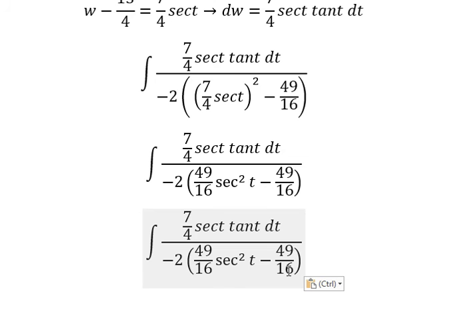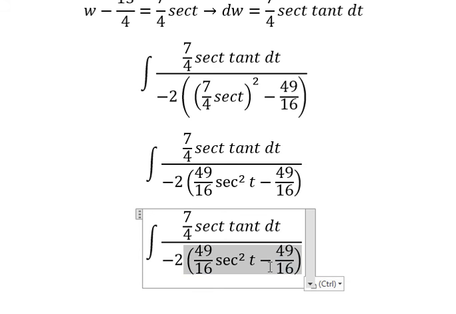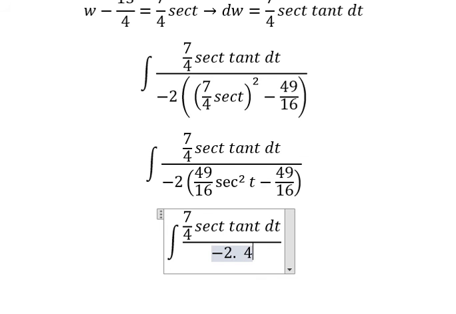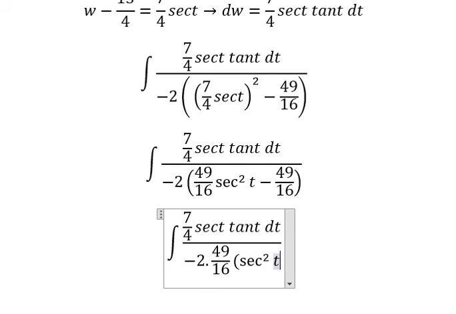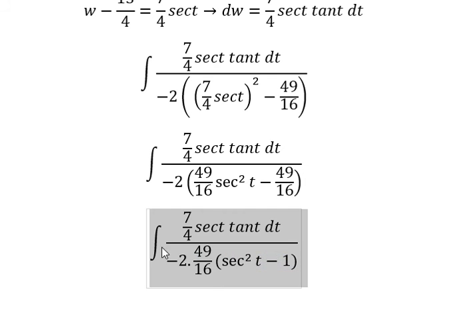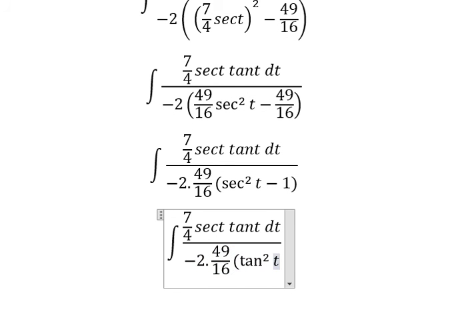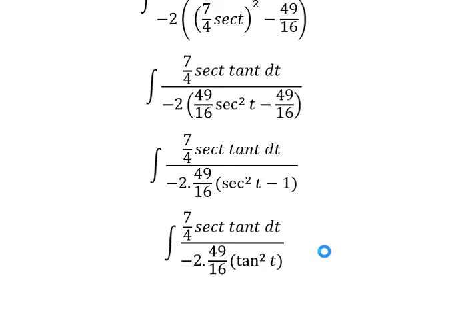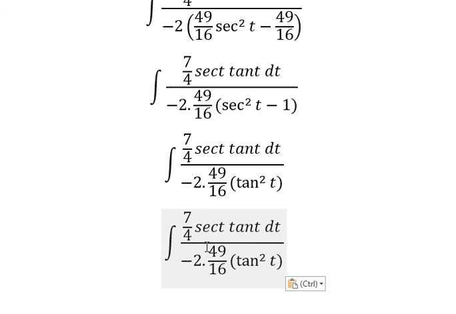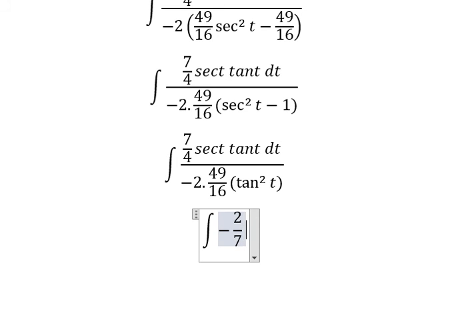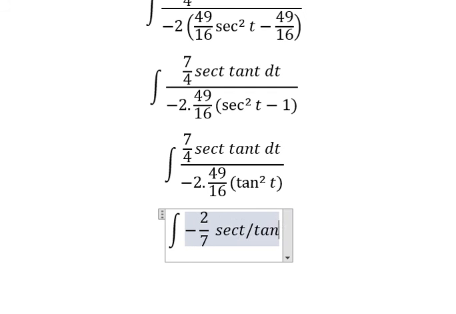So we have 49 over 16. We can do factorization. This one we change for tan t square. Now we need to simplify the numbers in here. You will get 2 over 7. Tan t and tan t we simplify. So you get negative number 2 over 7 secant of t over tan t dt.